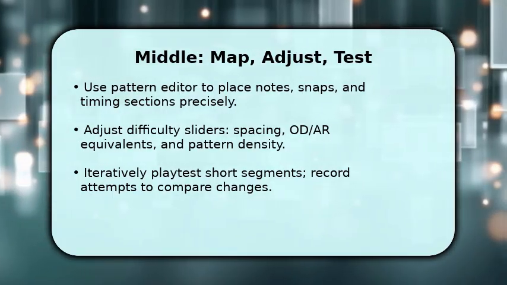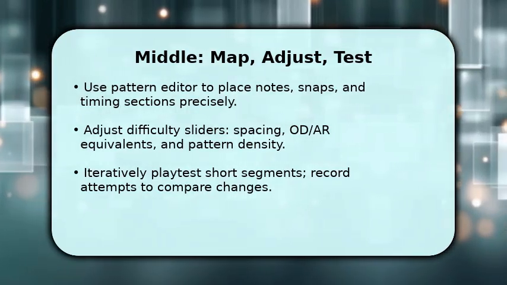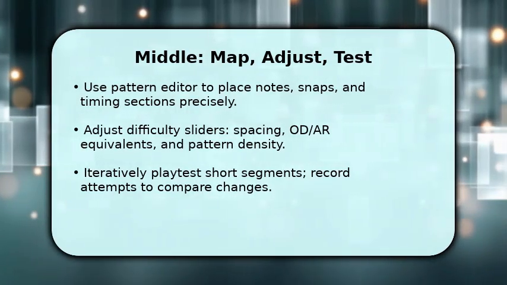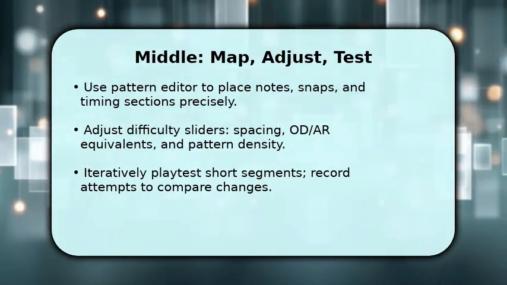Frequently play short segments, loop a tricky 4 to 8 bar section, and listen for rhythm mismatches. Make small incremental changes, then test again. This iterative loop ensures patterns feel natural.